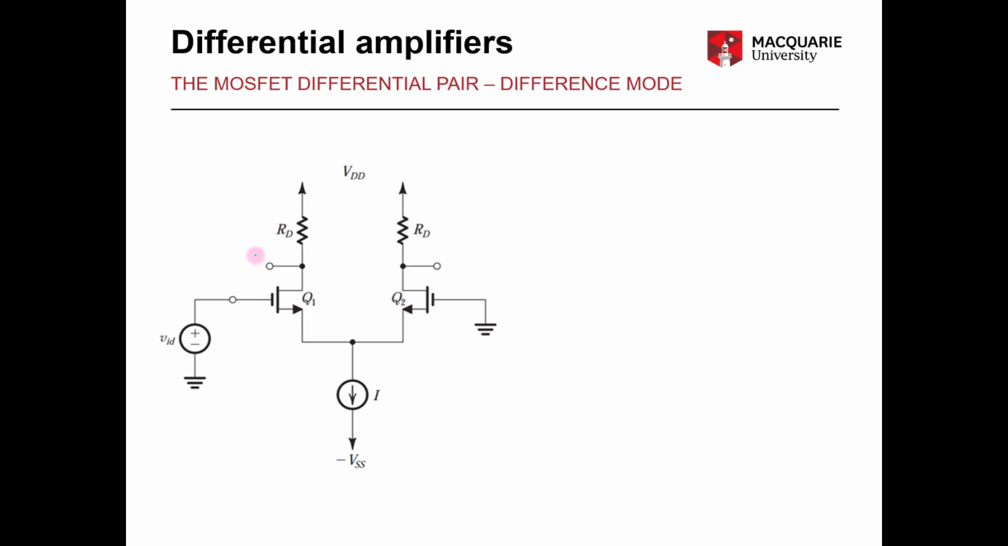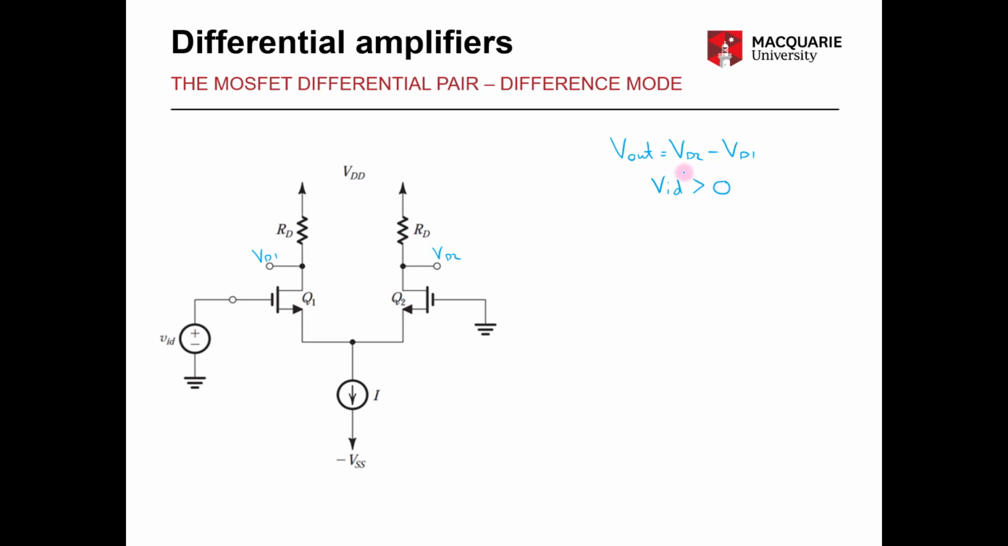So what would the output be? We'll take that as the differential output between the two drain voltages, VD1 and VD2. So Vout equals VD2 minus VD1. So let's first take the case where VID is positive.